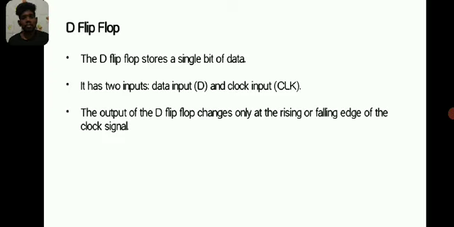D flip-flop. What is a D flip-flop? The D flip-flop stores a single bit of data. It has two inputs, data input D and clock input CLK. The output of the D flip-flop changes only at the rising or falling edge of the clock signal.